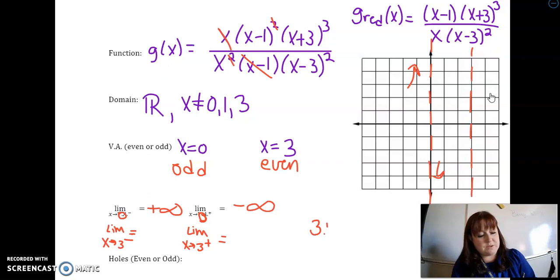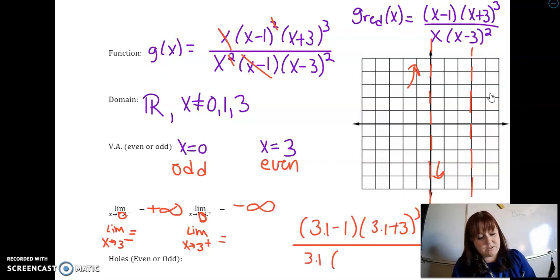Like 3.1 minus 1, that's going to be positive. 3.1 plus 3 cubed is going to be positive. 3.1 is going to be positive. Oh, that's a number bigger than 1. See, I said it, and then I went back on myself. And then 3.1 minus 3 squared is always going to be positive. So I have positive, positive, positive, positive. So this is going to go to positive infinity. Since it's even, it should do the same thing.